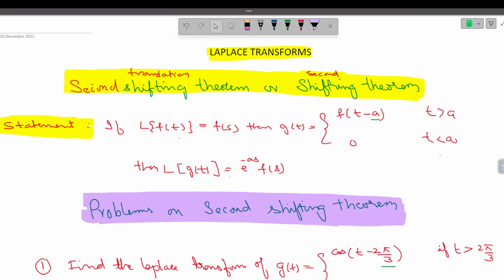Hi everyone, today we'll discuss one more problem on Laplace transformation, second shifting theorem. The problem is based on the second shifting theorem.